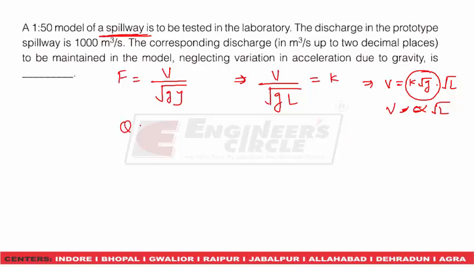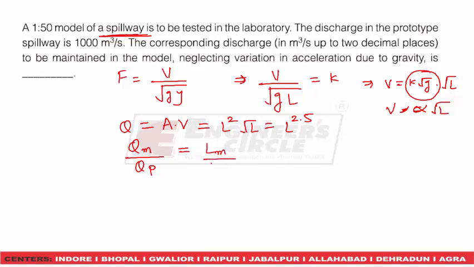Now since discharge is area into velocity, area will be proportional to L square and V is proportional to root L. So discharge is proportional to L to the power 2.5, which implies that Q of the model and the Q of prototype, their ratio will be equal to L of model to the L of prototype to the power 2.5.